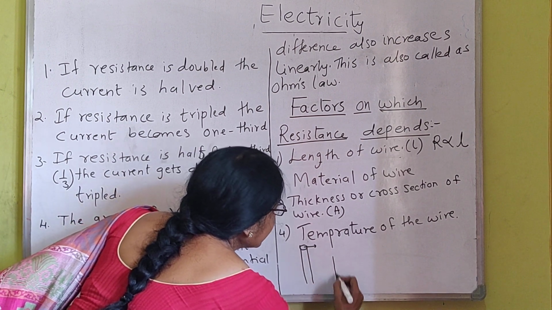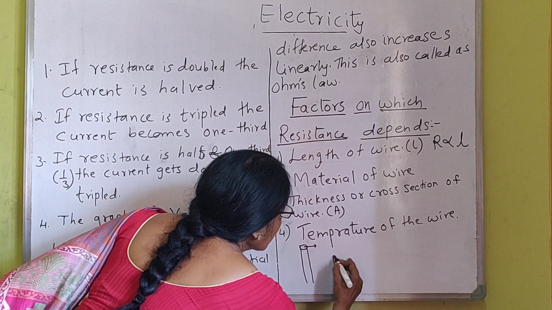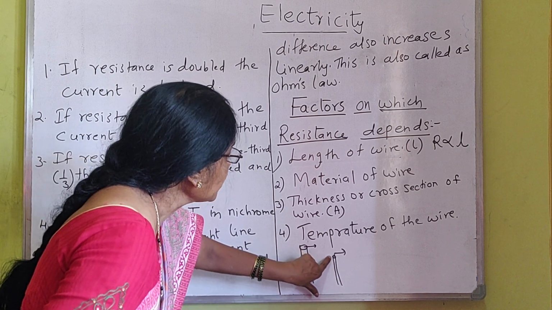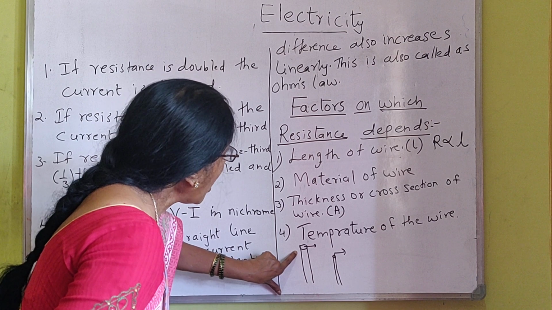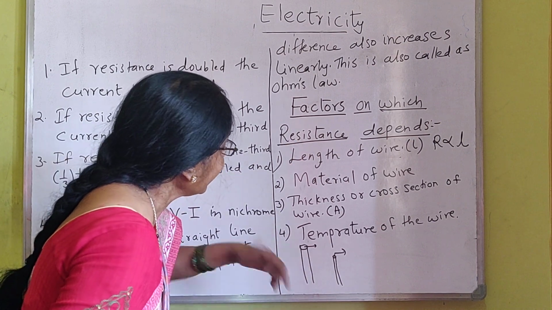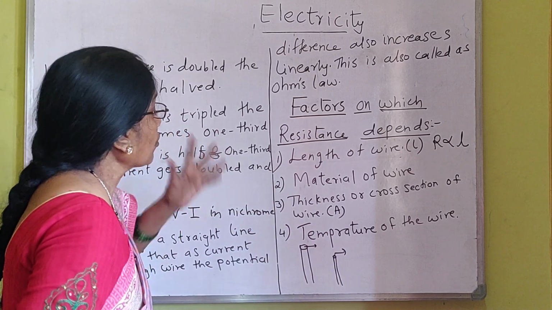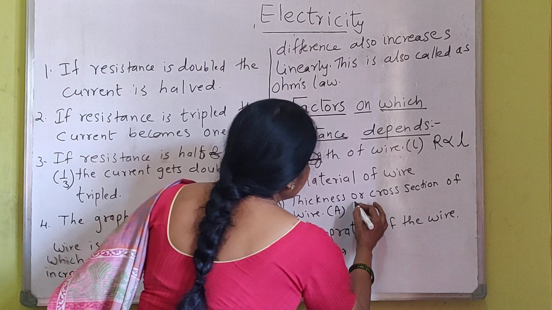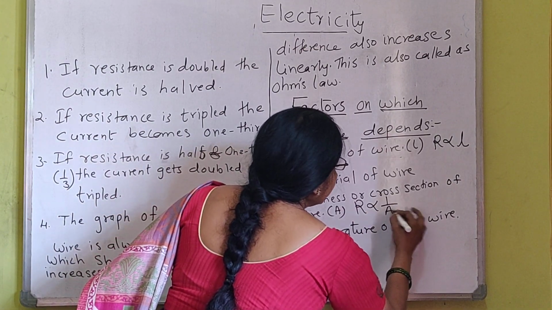This is a thin wire. This is called the cross section. Comparing these two, we can see that the cross section of this wire is less than the cross section of this wire. So how does the resistance depend upon it? The cross section of a wire and resistance are inversely proportional to each other. So R is inversely proportional to A.